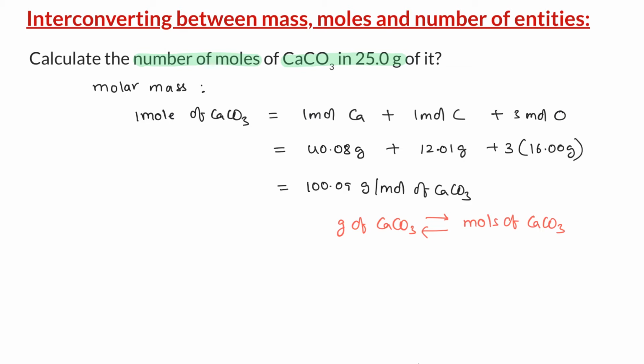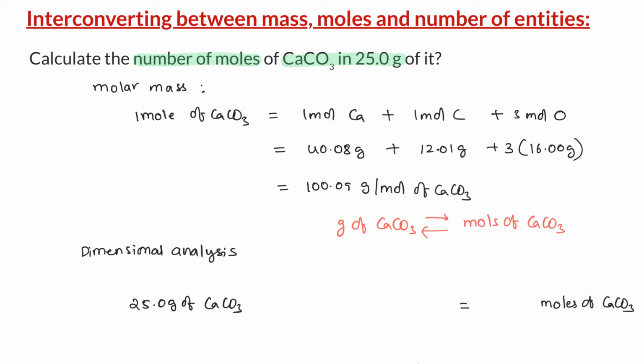We start with 25.0 grams of calcium carbonate and we want this in moles. So I am going to multiply this with a conversion factor which has grams in the denominator and moles in the numerator. So the conversion factor is 1 mole of calcium carbonate per 100.09 grams of calcium carbonate. If we do the math, we get 0.250 moles of calcium carbonate in 25 grams.